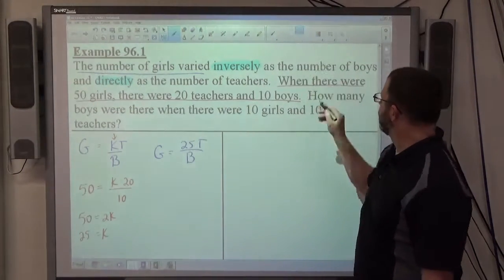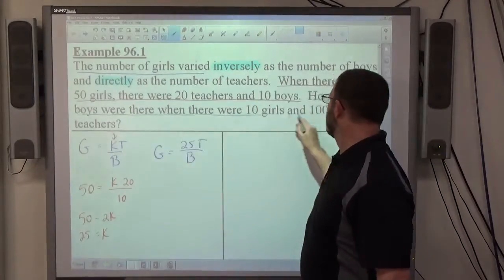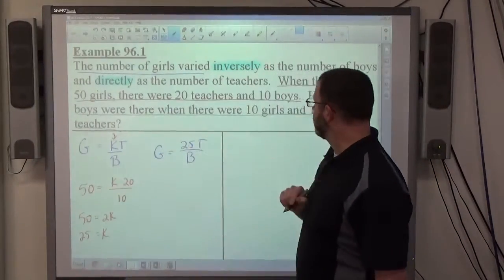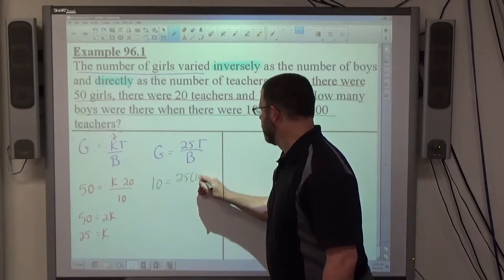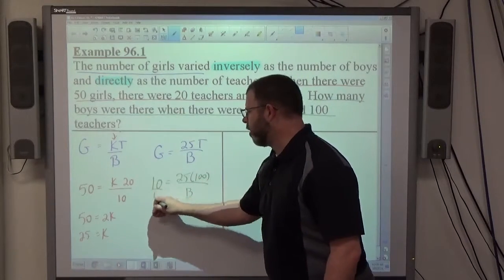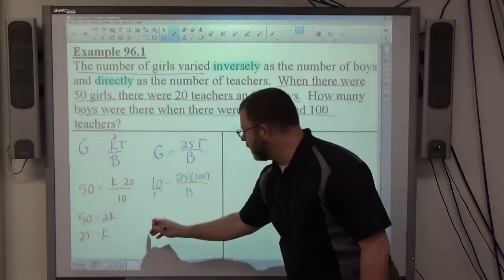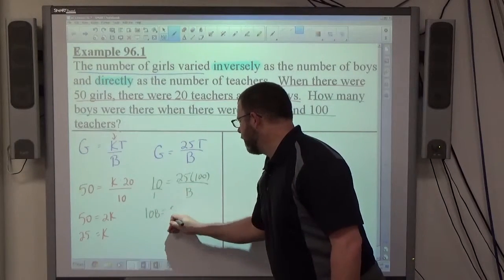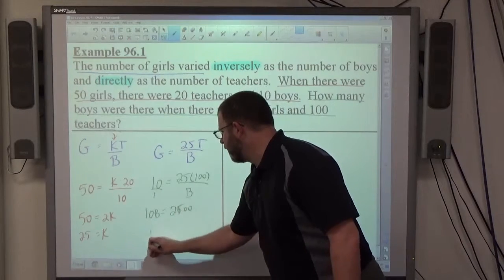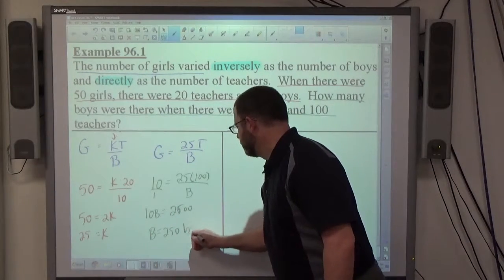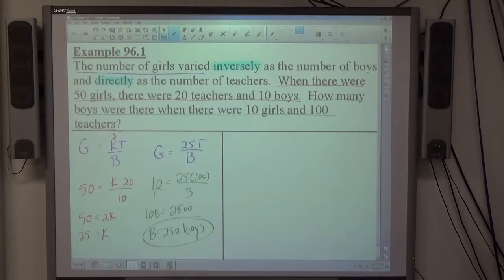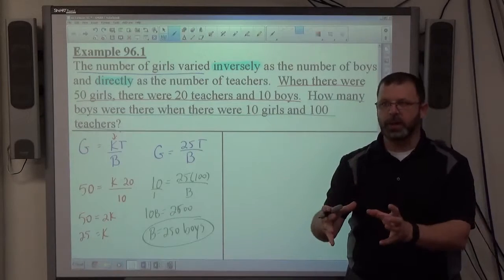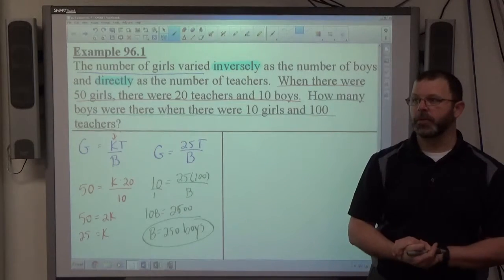Then the next statement asks, how many boys were there when there were 10 girls and 100 teachers? We don't know boys, but we know girls and teachers. So 10 girls equals 25 times 100 teachers over B, which we don't know. I'm going to put the 10 over 1 to create a proportion. If I cross multiply, I get 10 times B equals 2,500. Divide by 10, and B is equal to 250 boys. That is the K technique, and it works just like that every time. You create your statement, put everything in to find K, put K back in, and put everything in to find what they're looking for.